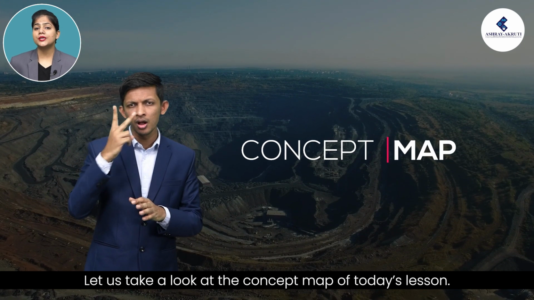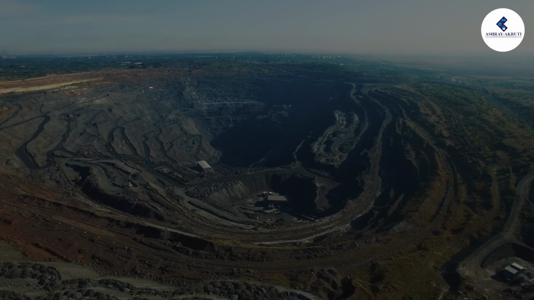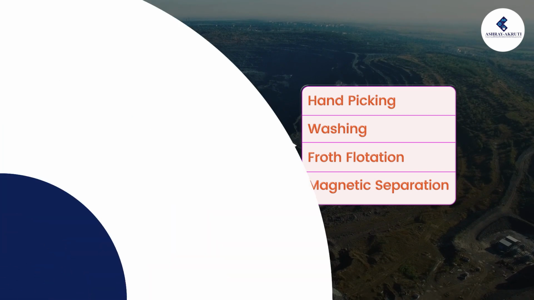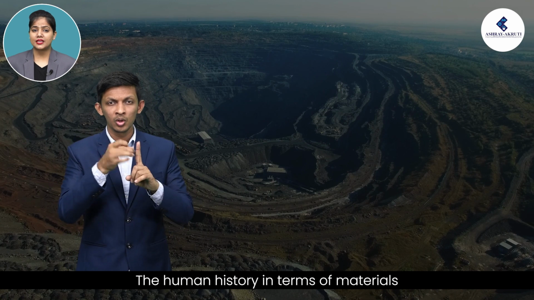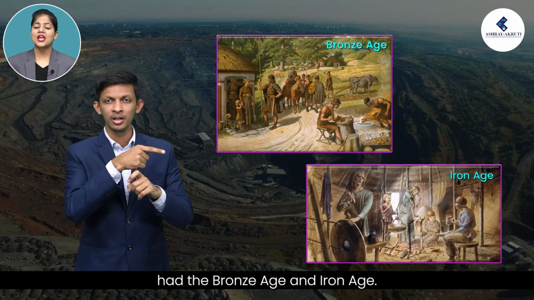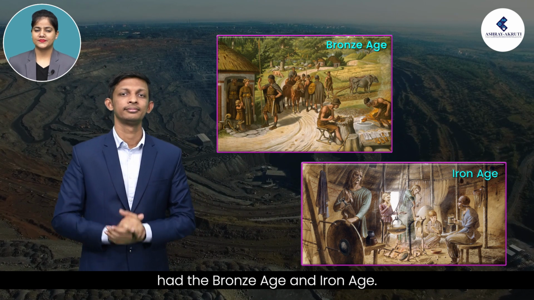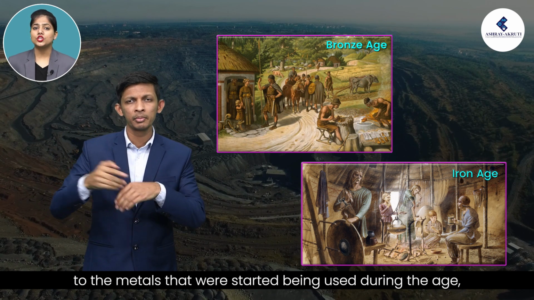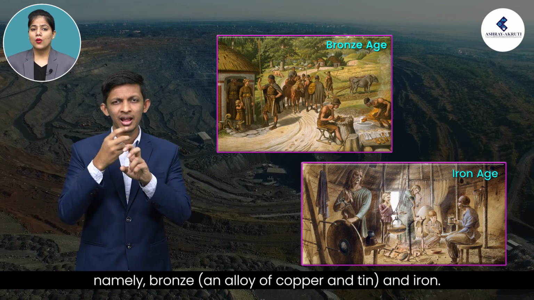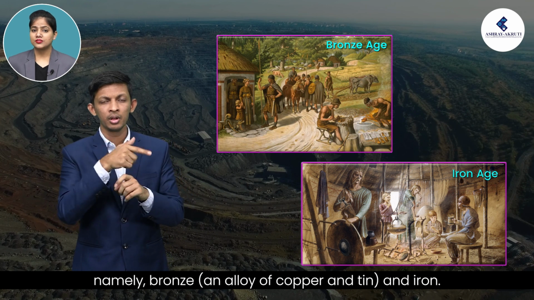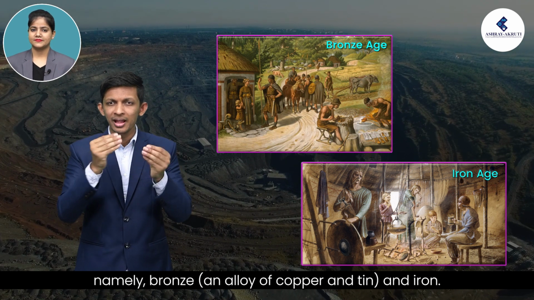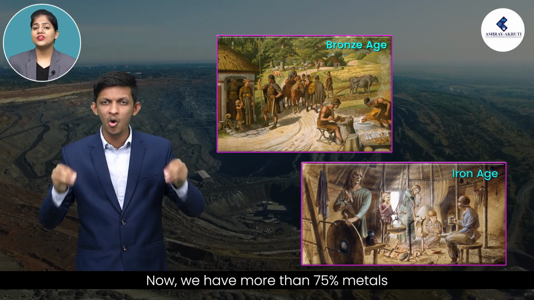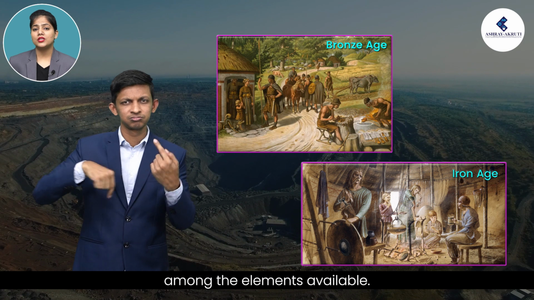Let's take a look at the concept map of today's lesson. The human history in terms of materials had the Bronze Age and Iron Age. The names of these ages are pertaining to the metals that were started being used during the age, namely bronze, an alloy of copper and tin, and iron. Now, we have more than 75% metals among the elements available.